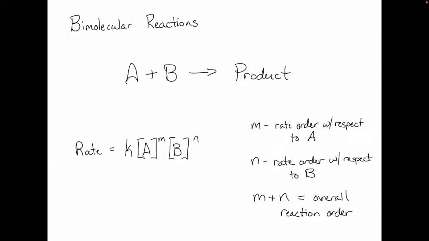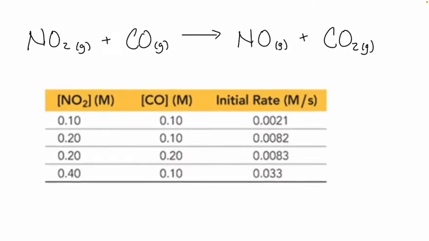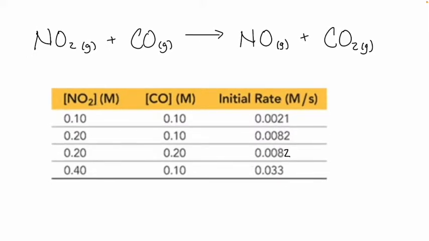All right, so let's take a look at a data set here. This is the specific reaction that we're going to be looking at. If you take nitrogen dioxide and carbon monoxide and put them together, you create nitrogen monoxide and carbon dioxide. So that's our reaction. And we have initial rate data, similar to what we had before, where we have the concentration of each reactant as well as the initial rate of the reaction once we mix those together. So I'm going to take 0.1 molar nitrogen dioxide and 0.1 molar carbon monoxide, throw them together, and measure the rate of the reaction.